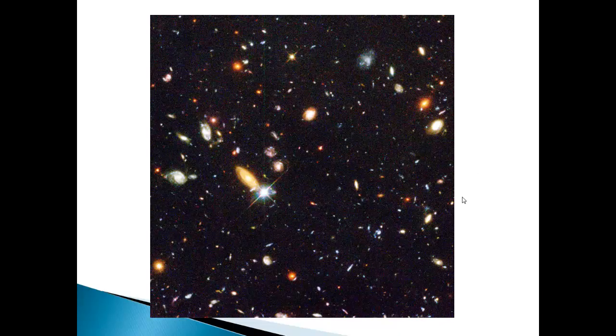So this is a deep field image from the Hubble telescope. So you're looking out at lots and lots of galaxies. Each galaxy is teeming with stars and planets. And so we might ask, well, how did this all get here?